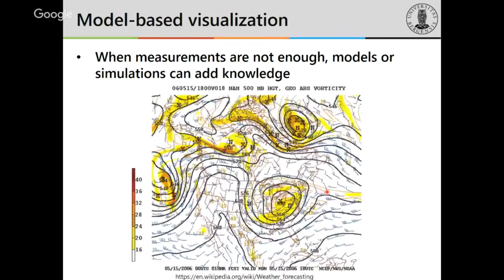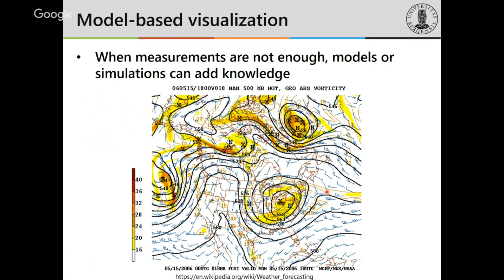In general, in model-based visualization, what you're doing is you're enriching measurements such as you have for medical imaging data with models or simulations. And a familiar example of this is when you're looking at weather data. So to predict the weather, just measuring the weather is not enough. What you need to do is you need to add simulation models to add more information to it so you can come up with a better prediction.